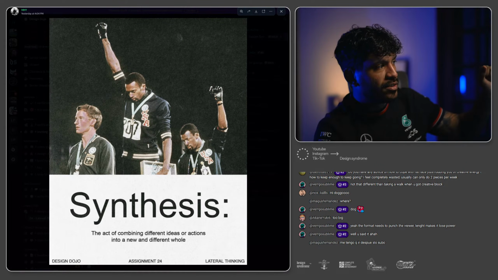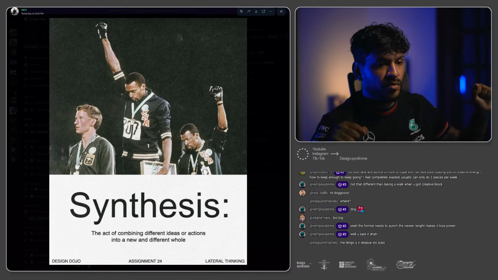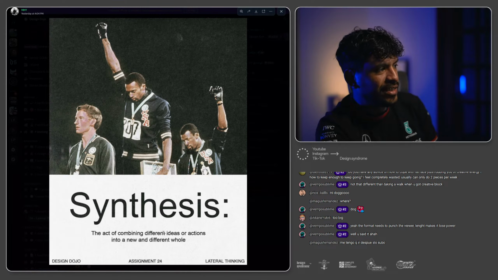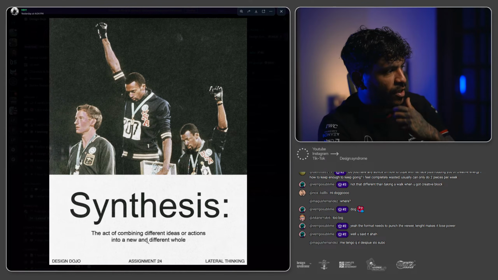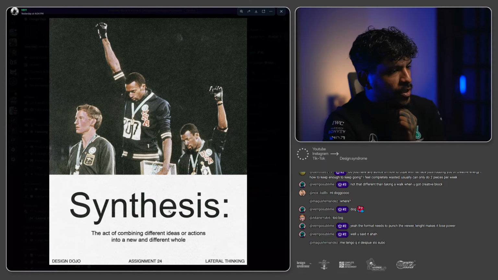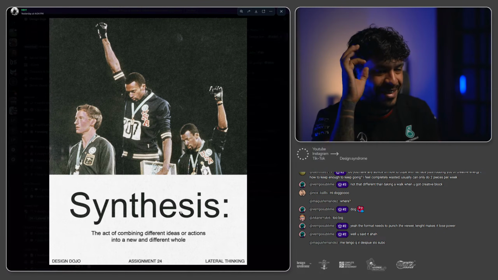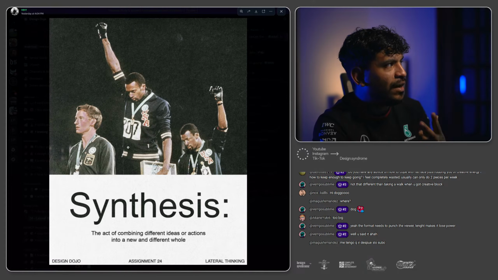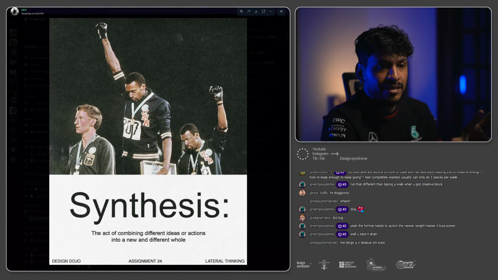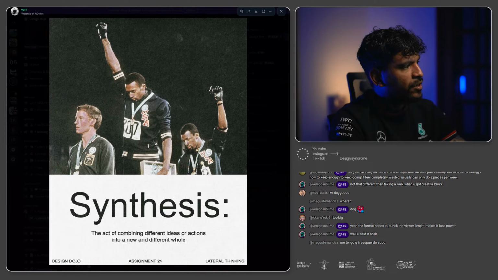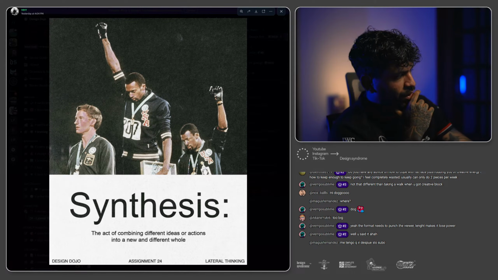It's like having sports and protest in the same image, right? And you have both the Black men and the white man there. So it has a lot of layers, but you can see it, right? This is a super good one, but I feel it lacks a little bit of playing around to make it great. But here you can feel you have a seed of a really nice lateral thinking piece, you know? Synthesis, the act of combining different ideas into a new whole.